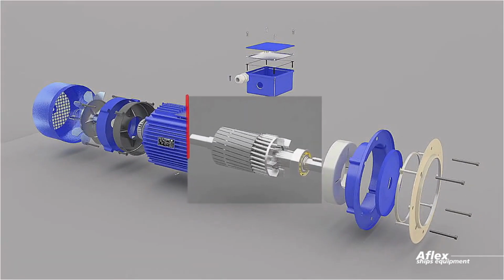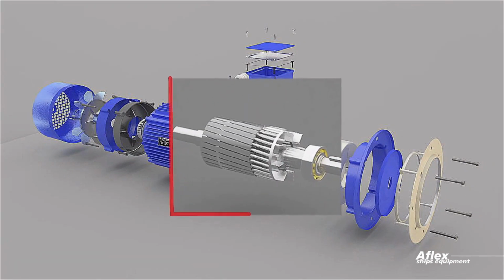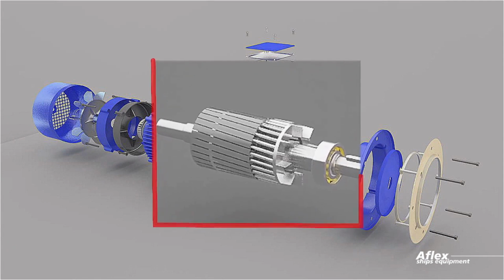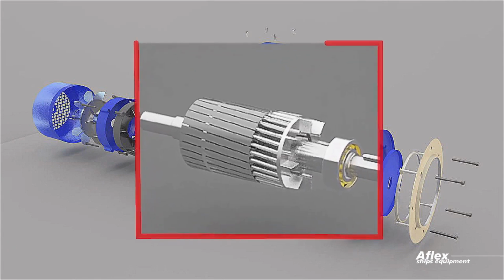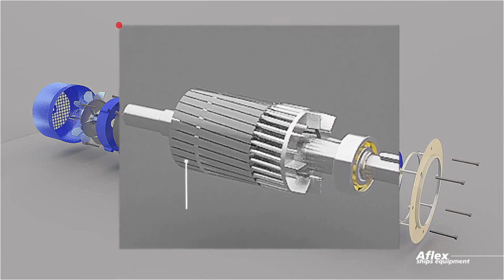The rotor is also built of thin laminations of the same material as the stator. The laminated cylindrical core is mounted directly on the shaft. These laminations are slotted on the outer side to receive the conductors.